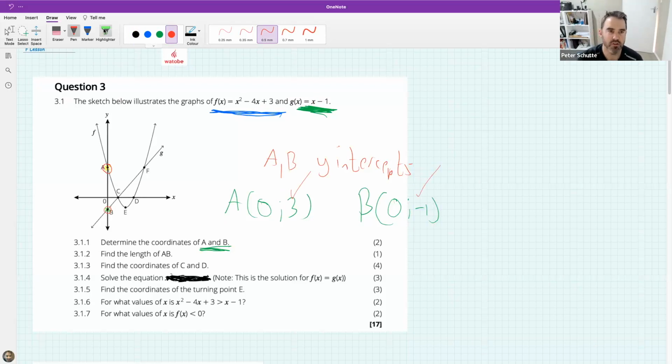Okay, now the next question is, I want you to find me the length of AB. So we need to know how long is this distance AB. Put your answer in the chat.